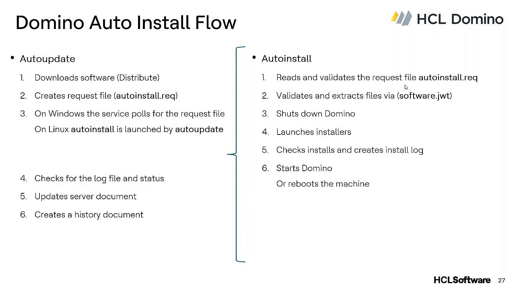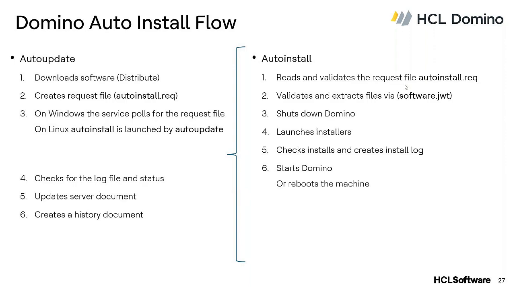Then when the install is requested, or when the scheduled time comes up, auto update will create a request file, autoinstall.req. Now on Windows, that is the trigger for auto install, because on Windows, the auto install is installed as a service, and it is polling for requests to appear. And so when the request appears, it will start to process it. But on Linux, it's launched directly by auto update. So at that point, auto install takes control.